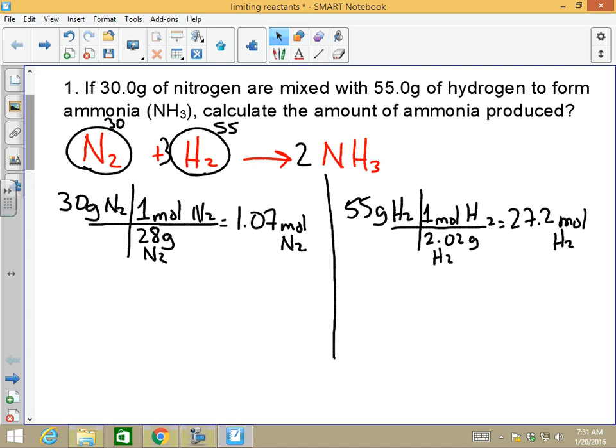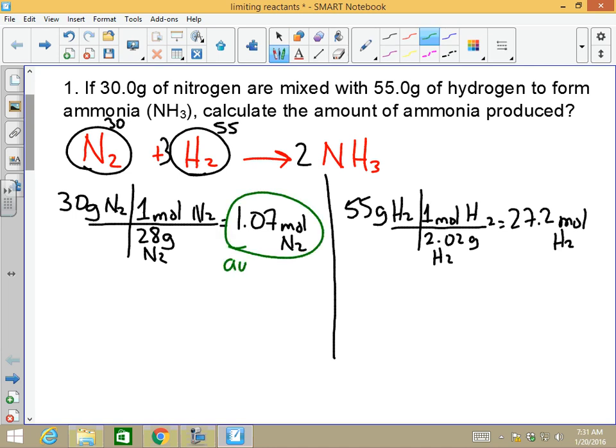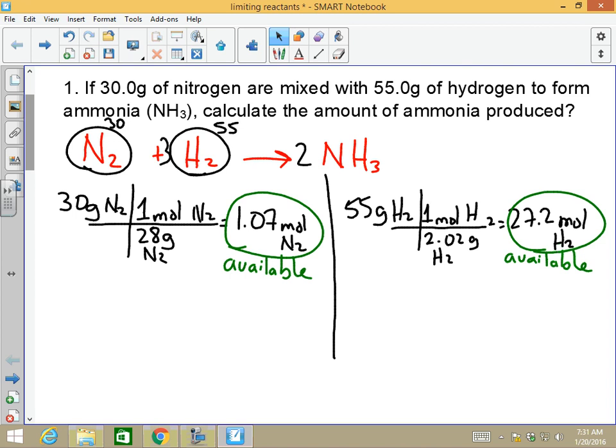I like to circle these and call them available. This is what I have to work with. I have 1.07 moles of one and 27.2 moles of something else. When I mix them, something will run out first. It doesn't have to be the smallest one, and it doesn't have to be the biggest one. Any one could run out first to give you the product.